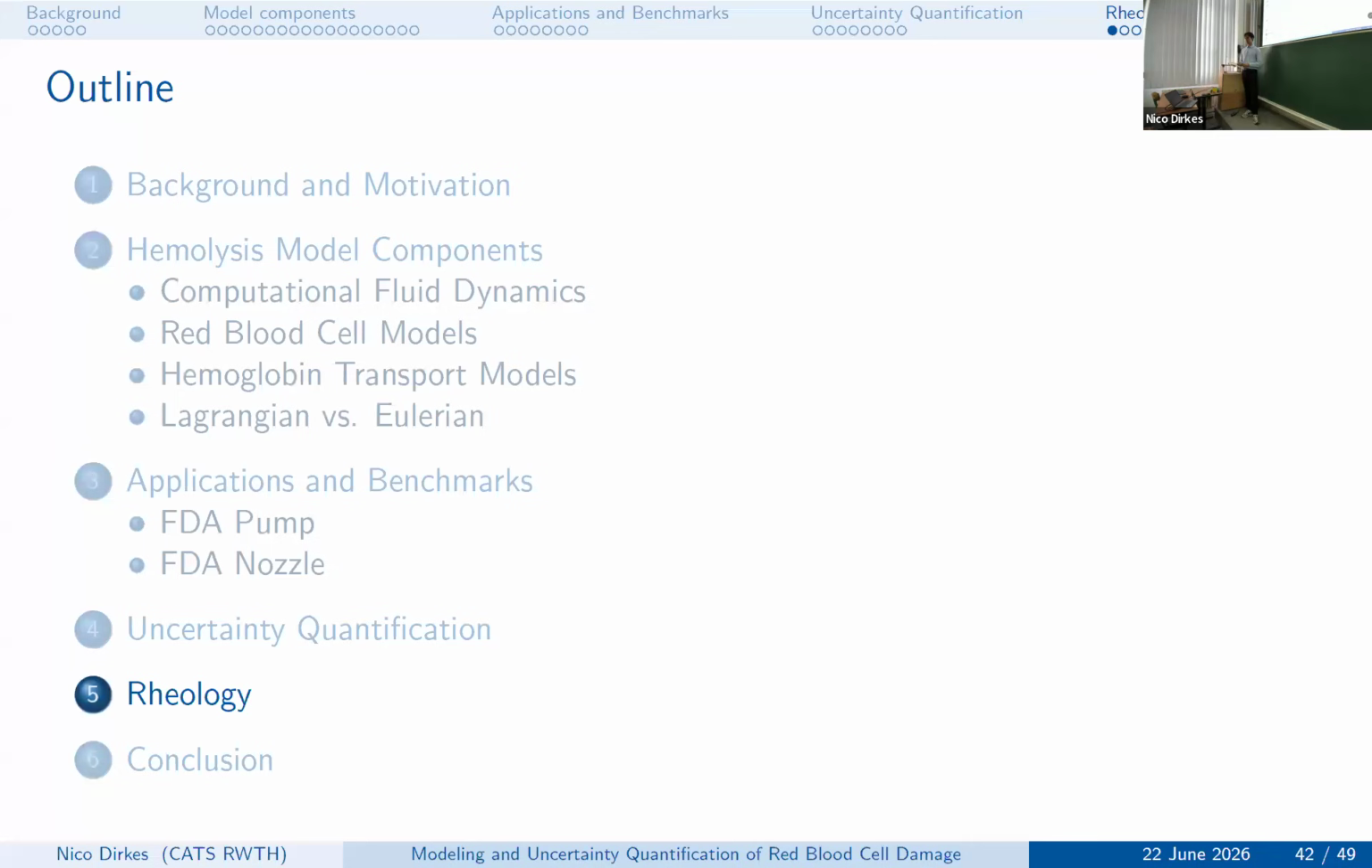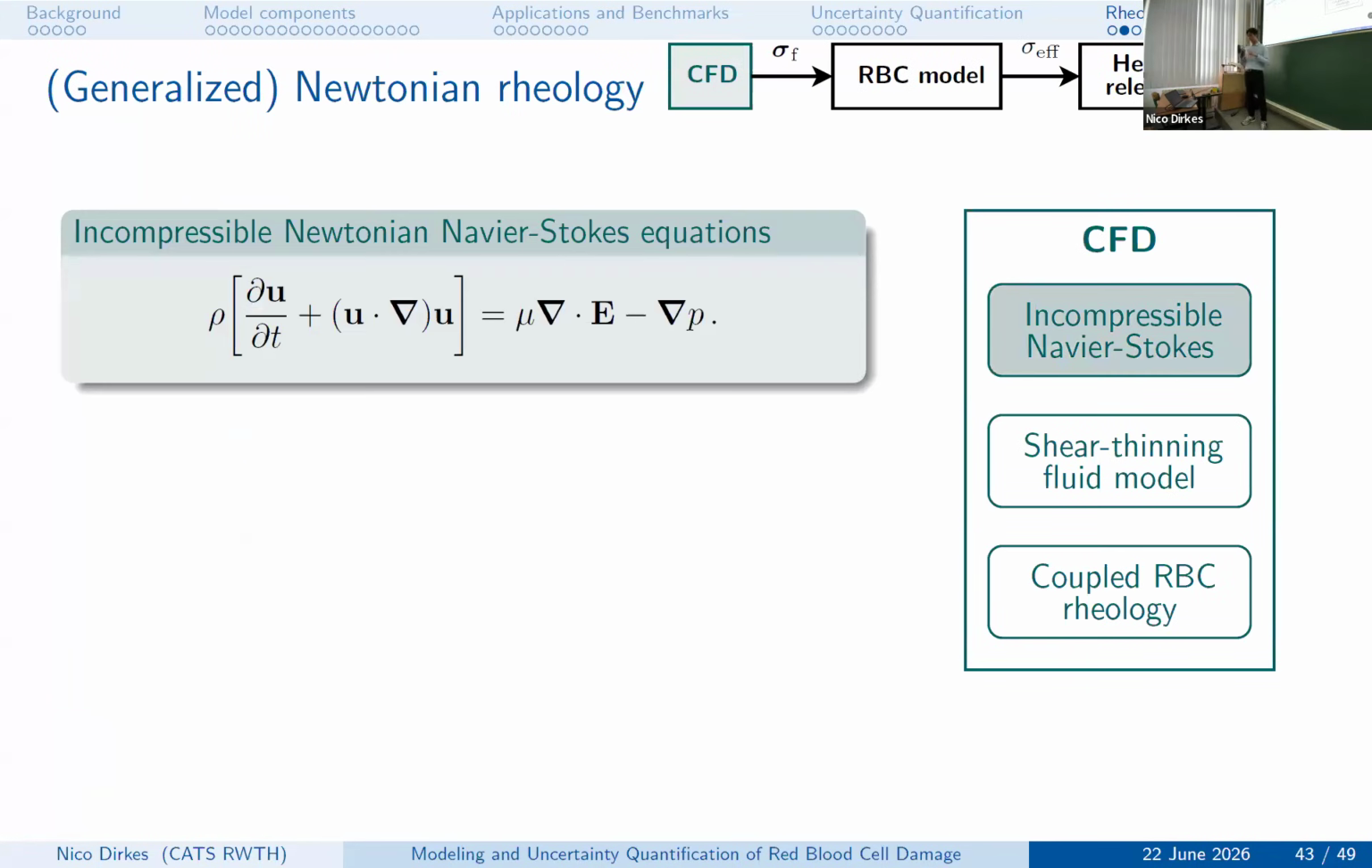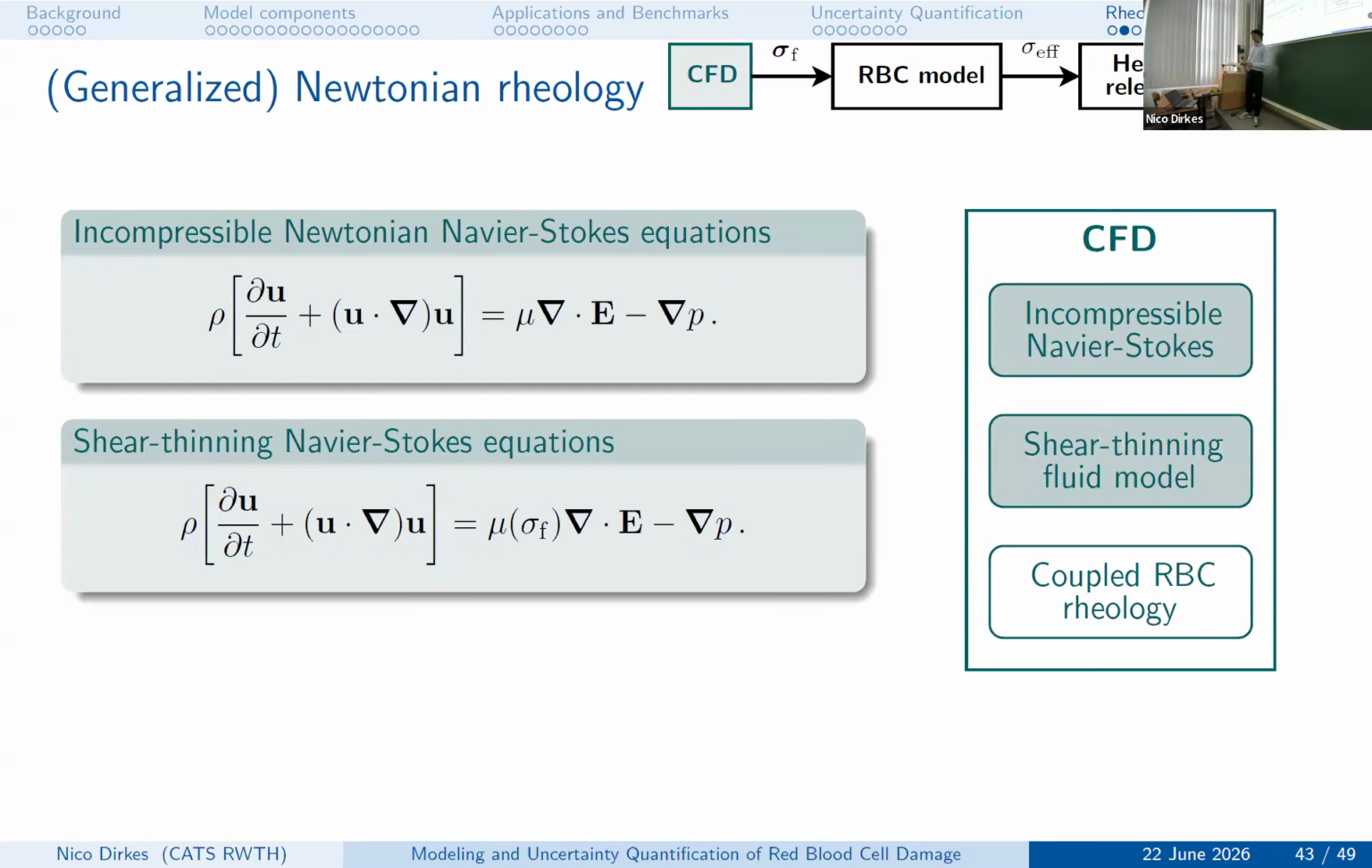Okay, and then finally, I want to come to rheology. So far, I've only ever used the incompressible Newtonian Navier-Stokes equations for all these results. A slightly more advanced step would be to use the shear thinning model, where the viscosity depends on the shear rate, which is also something that's observed in blood typically, mostly because of these rouleaux that we see, which start to break up, and this then reduces the viscosity of the blood.